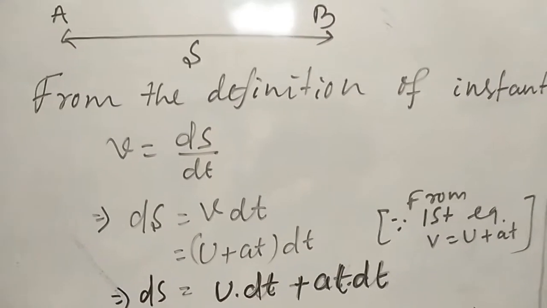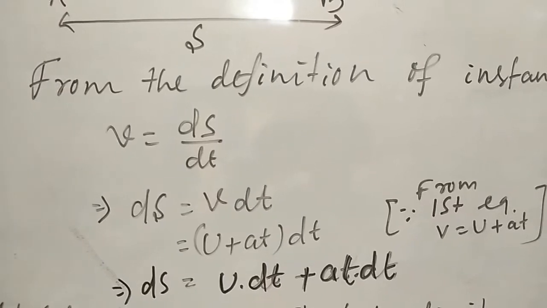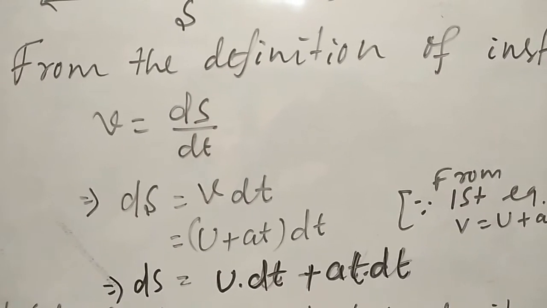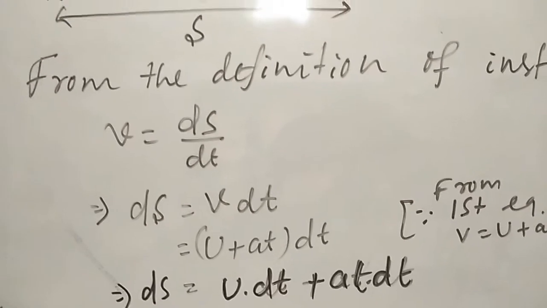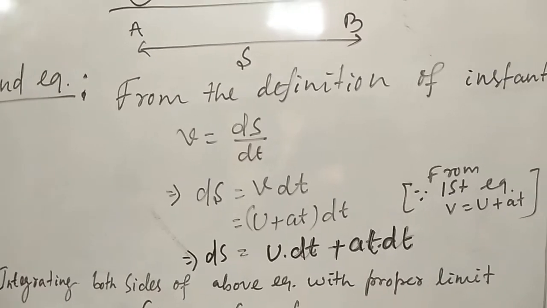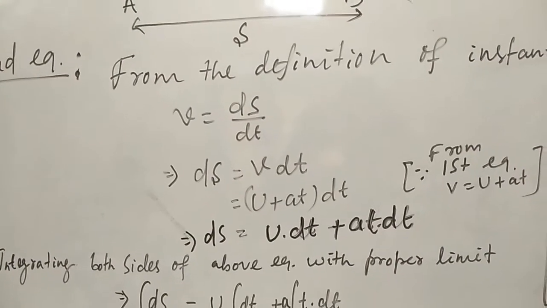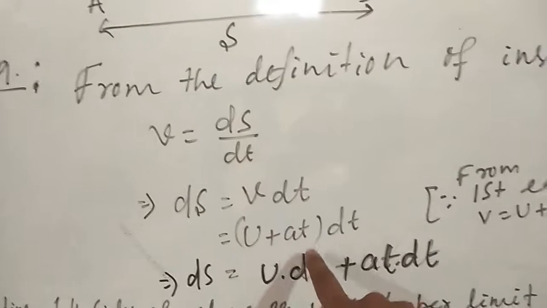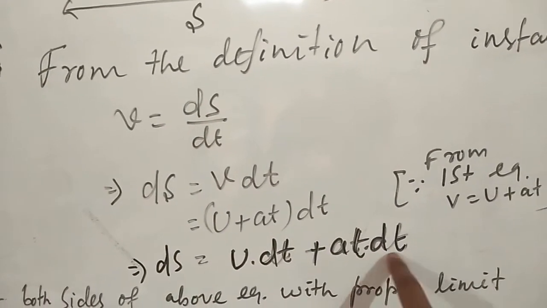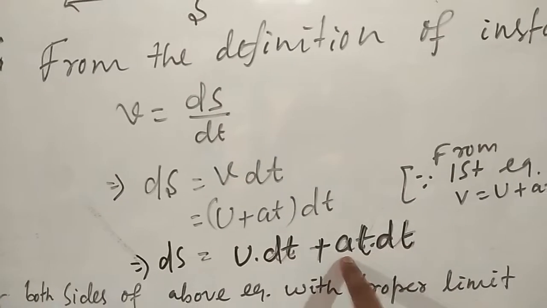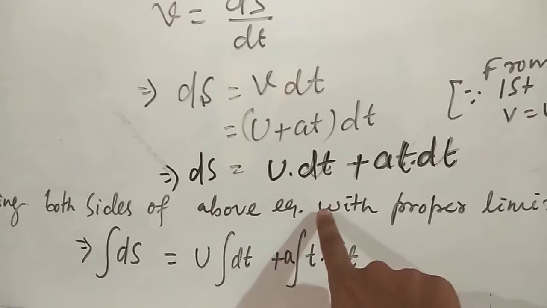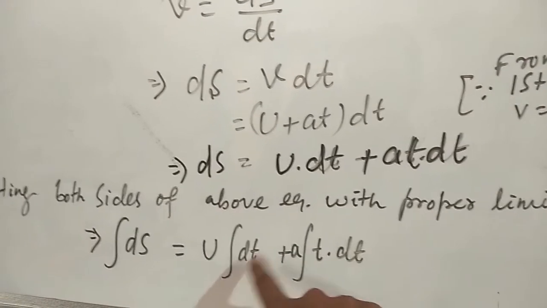Now, in the previous case we found v from dv by integrating. Similarly here we will find s from ds. We have to find s, the distance, by integrating the above equation with proper limits. So integrating both sides of the above equation with proper limits, we get integration ds. Here the integration is over time, so u will be taken outside. Similarly here, time integration t into dt, so a will be taken outside. Look here, a is taken outside and t dt is there, meaning t to the power 1 dt, and here t to the power 0 dt.